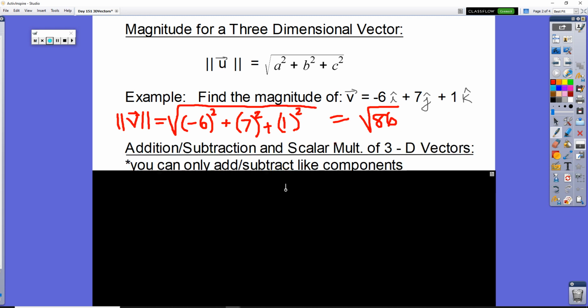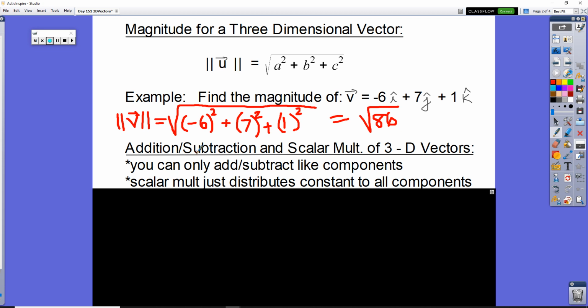The next thing we want to do is go back through some of the arithmetic that we learned how to do with vectors, like addition, subtraction, and scalar multiplication, and learn how to adapt those to three-dimensional vectors. So when we did two-dimensional vectors and we were adding and subtracting, we learned that you could only add like components together. The i's had to go with the i's and the j's had to go with the j's. Well, the same thing is true for three-dimensional vectors. Now, you just have to remember that you can only add even the k's with the k's.